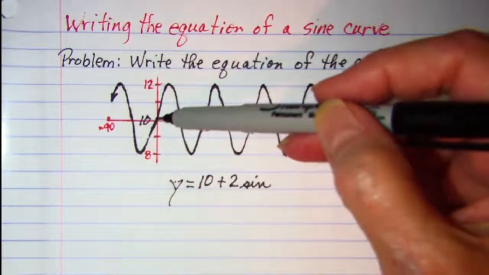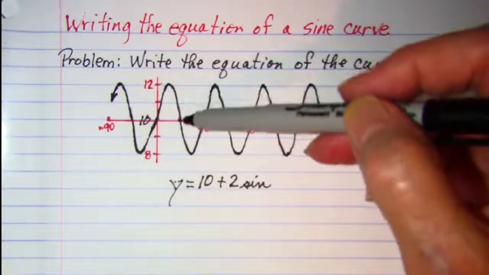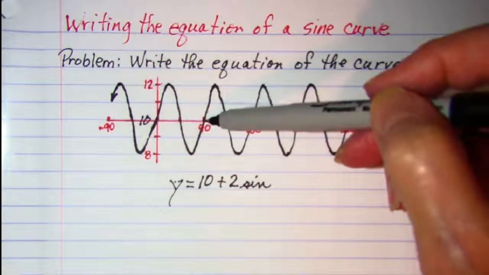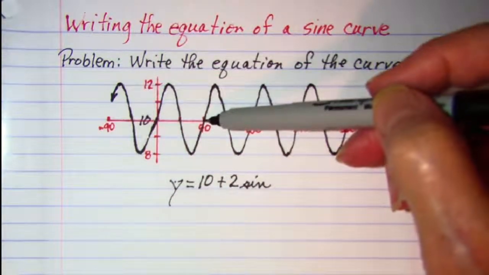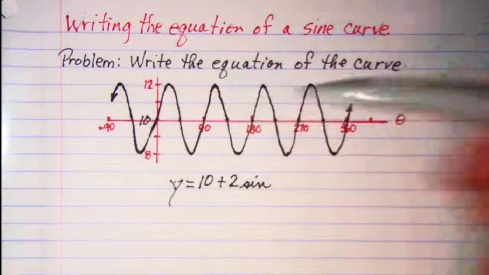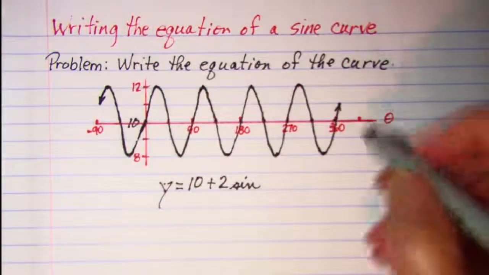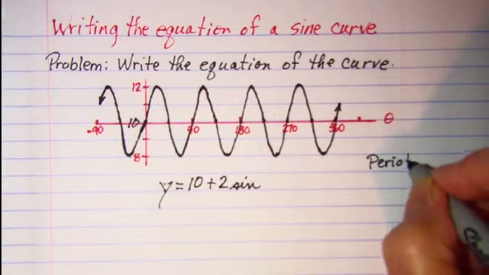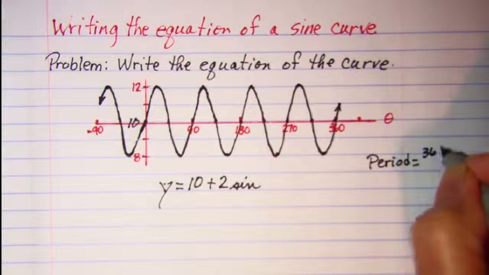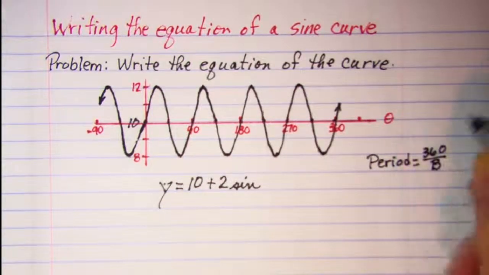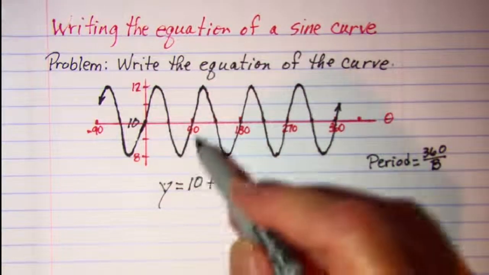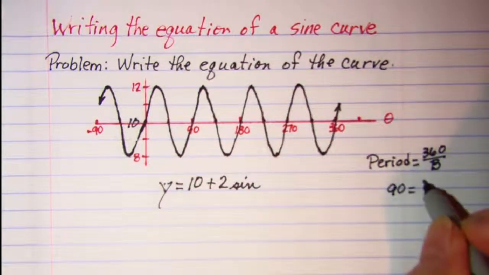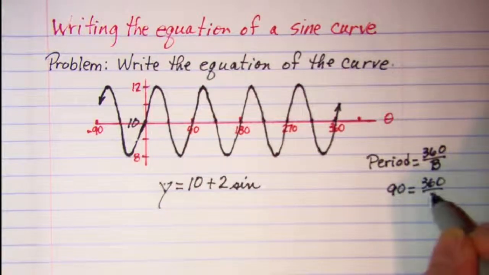So starting at 0, go up and then down and up to the axis again. This is the end of one period. So I can see that one period is 90 degrees. So I'll use my formula, period equals 360 over b. And I counted that my period was 90 degrees. I have 90 equals 360 over b.